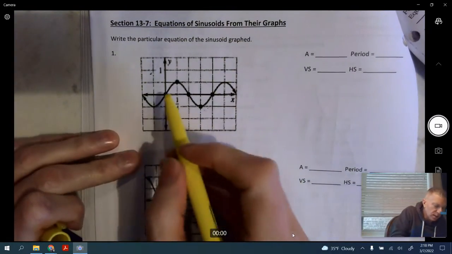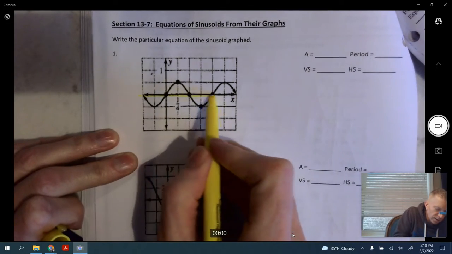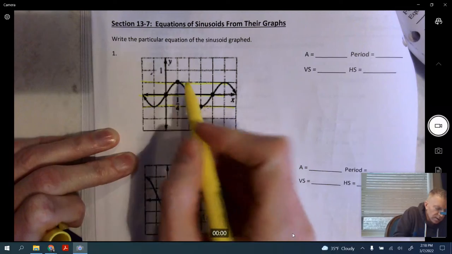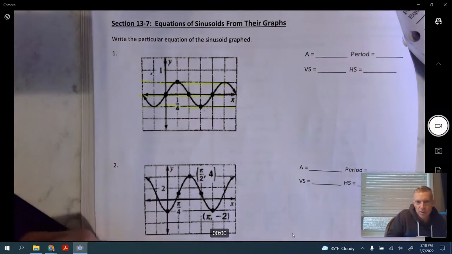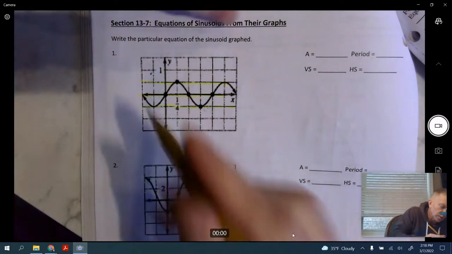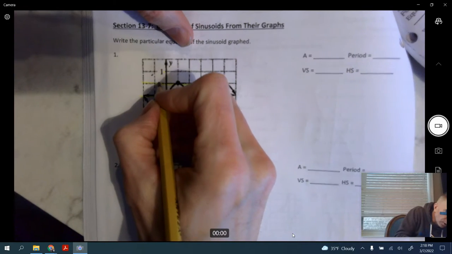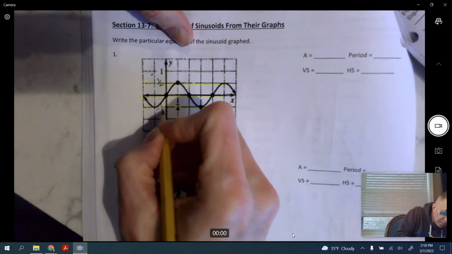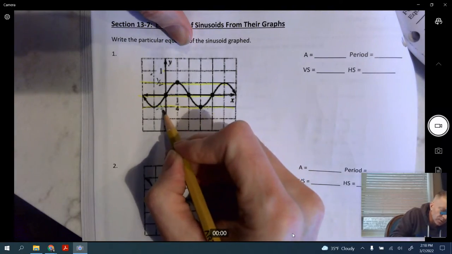Okay, so we look at this, and a lot of times what I'll do when I look at these, I see that my wave axis looks like it's right on the x-axis. It goes up to this value, down to this value. Now they told you this is 1 up here. So we're only going up to 0.5 or 1/2, and then down to negative 1/2. Okay, so your A value is 1/2.